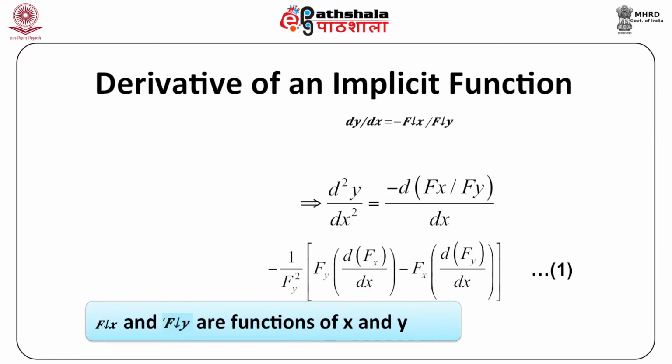The second and further higher derivatives can be found by differentiating the successively obtained derivatives with respect to x. For the second derivative, start with dy/dx is equal to minus Fx by Fy, which implies d2y/dx squared is equal to minus d(Fx/Fy)/dx. Using quotient rule, this gives minus 1/Fy squared, bracket open, Fy into dFx/dx minus Fx dFy/dx, bracket closed. Fx and Fy are functions of x and y.